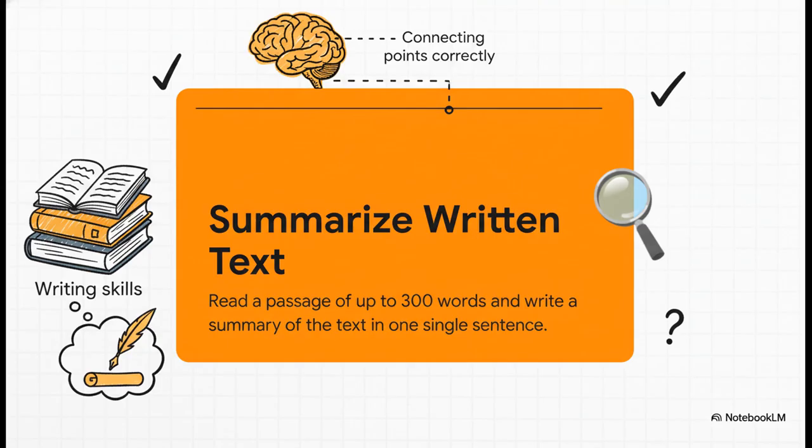So, what's our main goal here? It's actually pretty simple. You're going to read a short piece of text, and your job is to pull out all the main ideas and wrap them up in just one single, perfect sentence. You see, this task is pretty clever because it's actually testing 2 skills at the same time. Your reading, can you spot the important stuff? And your writing, can you connect those ideas together smoothly?